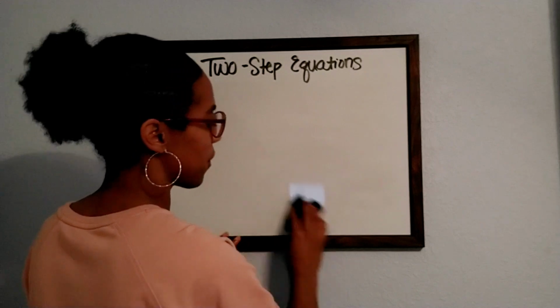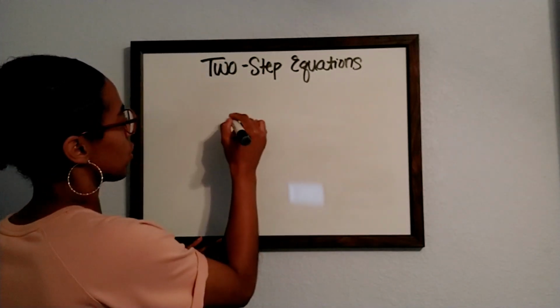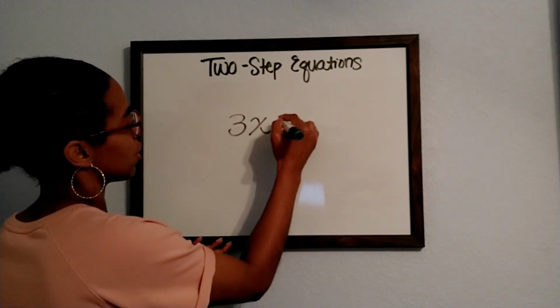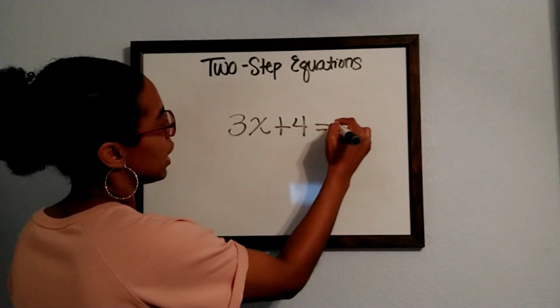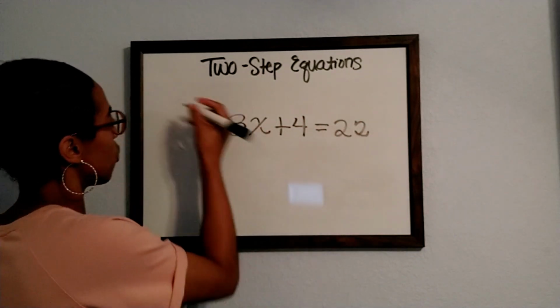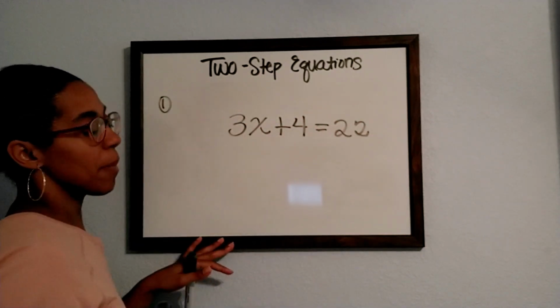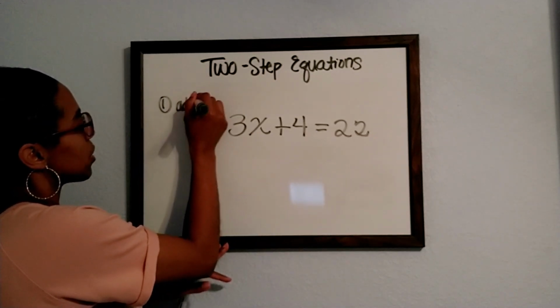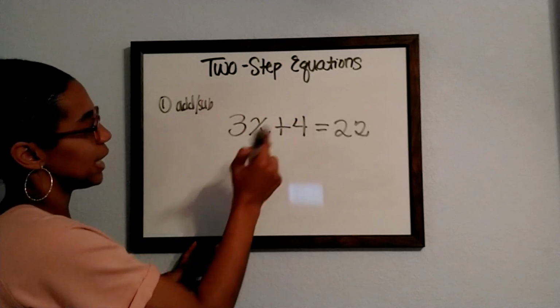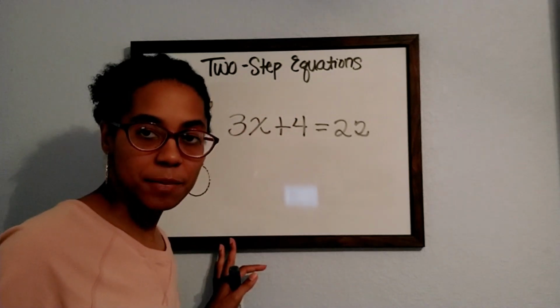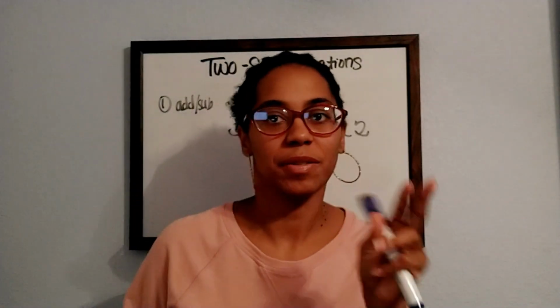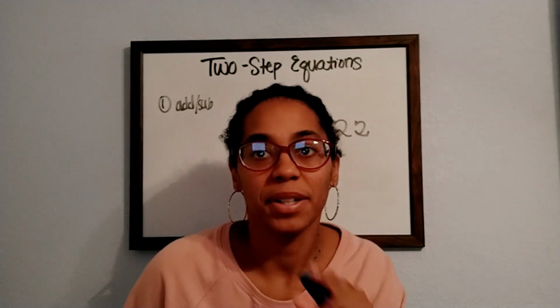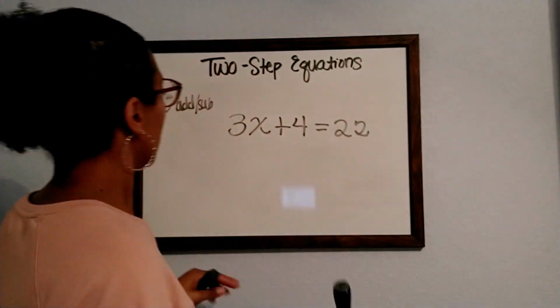3x plus 4 is equal to 22. You should be writing this on your note page. 3x plus 4 is equal to 22. What's my first step? My first step is going to be to add or subtract anything that's being added or subtracted, okay? Y'all see that? Anything that's being, I don't ever know where to look at in this camera, y'all. But y'all know what I'm talking about.